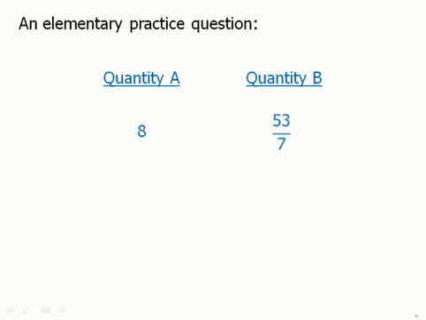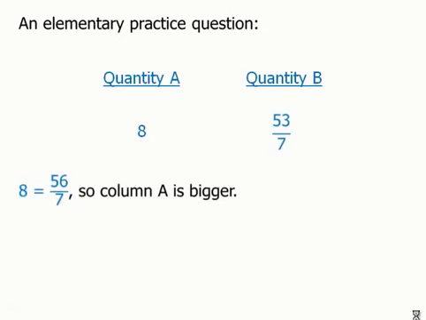So here we have a comparison. We have to compare 8 to the fraction 53 over 7. Well, of course, the easiest way to compare two things is to put them in the same form. In other words, we can write 8 as 56 over 7. Well, 56 over 7 is bigger than 53 over 7. So right away that means column A is bigger. Because column A is bigger, the answer is A. That was a very straightforward question.